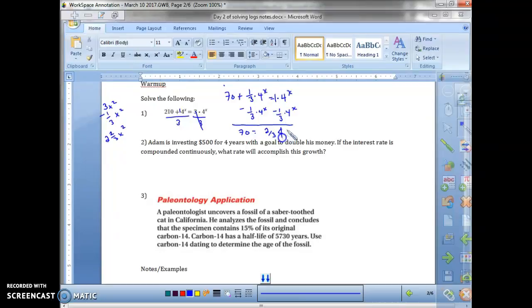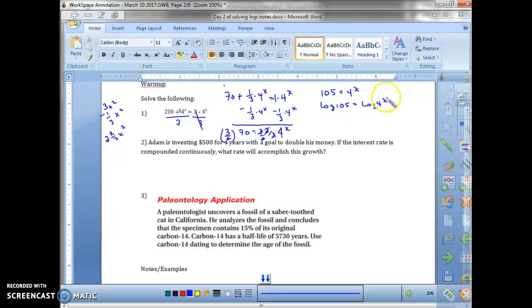And then I have to basically multiply both sides by 3/2. So 3/2 here. And of course they will cancel on the right side down to a 1. And then 3 times 70 is 210 divided by 2 is 105, which is equal to 4 to the x. And now I'm going to take the log of both sides.